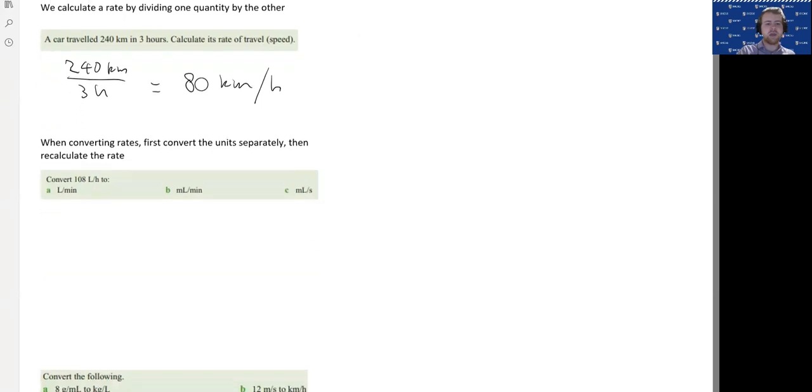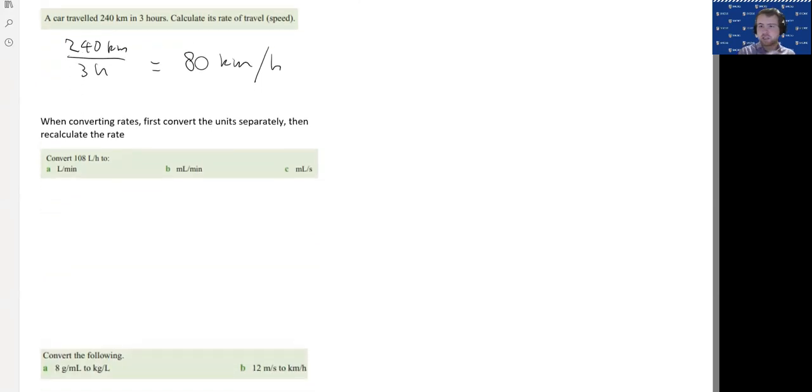Okay, when converting rates, we're going to first convert the units separately, and then we're going to recalculate the rate. Okay, that's the easiest way to not get jumbled up and confused. So in this first example, we start with liters per hour, and now we're going to convert it into liters per minute. So what we're going to do is we're going to do 108 liters, and then we're going to divide it by, so in this original rate, it's already been simplified. We've got 108 liters per 1 hour.